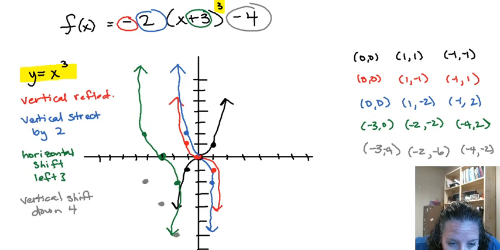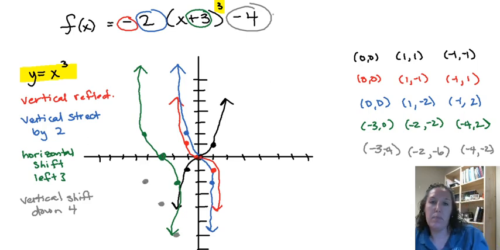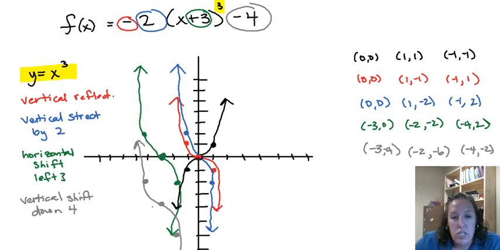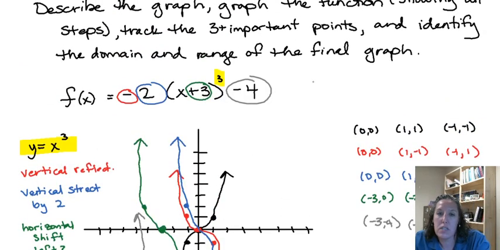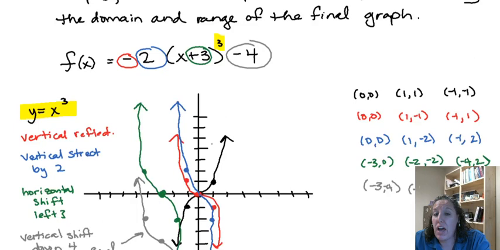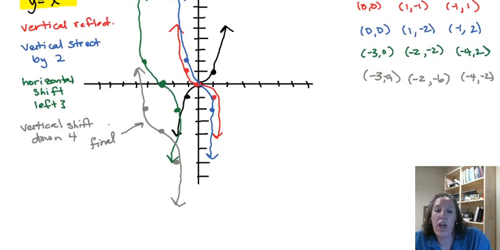But our x values are going to stay the same. And so our final graph there is going to be the gray graph, the one that is that green one shifted down 4. We've tracked our points, we've shown all of our steps. Now we need to identify our domain and range of the final graph.